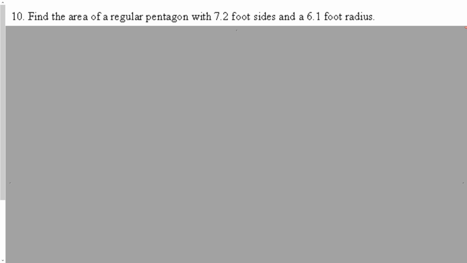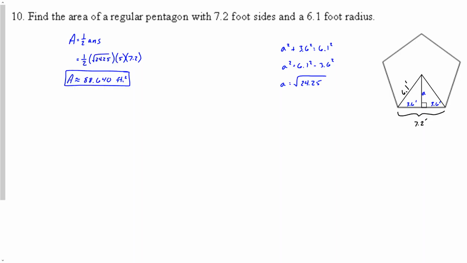Now lastly, your job is to find the area of a regular pentagon with 7.2 foot sides and a 6.1 foot radius. The key to this problem is you have to notice that you have 2 sides of that small right triangle that would allow you to use the Pythagorean theorem to find your apothem. If you found an angle for this one, you'll notice that it's not a special right triangle. You cannot assume it's a special right triangle. You have to actually find that it is by doing the math.